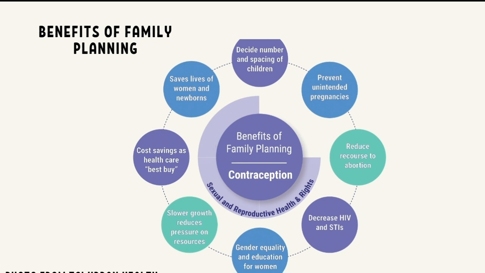So basically the person is not having children back to back to back when they can't take care of them, and they actually get to go to school and get their other life goals out of the way as well. And this one is for females specifically. And then slower growth reduces pressure on resources. So basically, once you do family planning, you're able to plan a lot more. For example, if you know you can't take care of five children, it means you're not going to have five children, right? That's basically what it means.